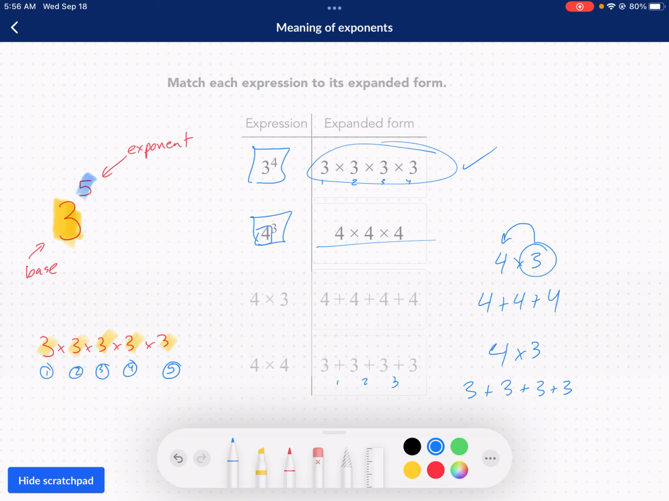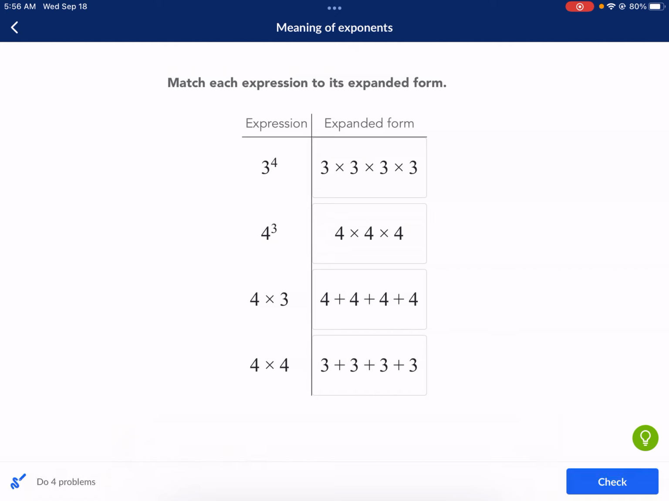4 times. That would be 4 groups of 3. So either of those is the same thing. They're both equal to 12, but we just need to find the correct one for us. In this case, it's this one. We'll move that up. And the last one is 4 groups of 4. There's only one way to do that with 4 times 4. So that's the correct answer, and we'll move on to the next question.